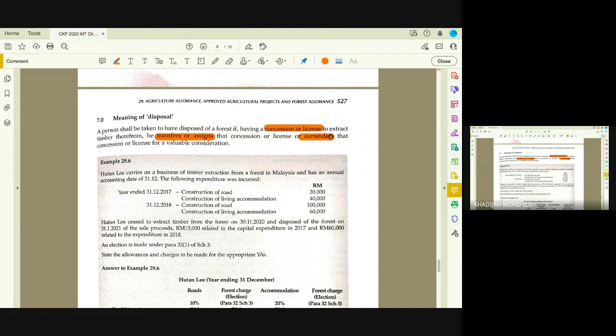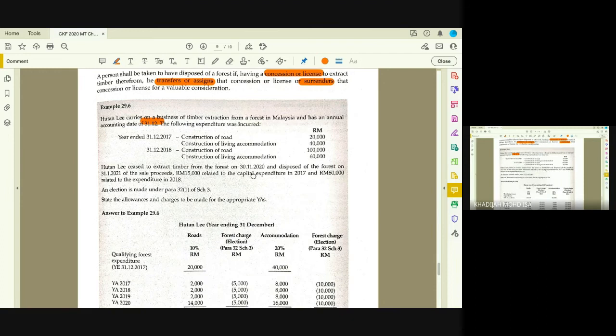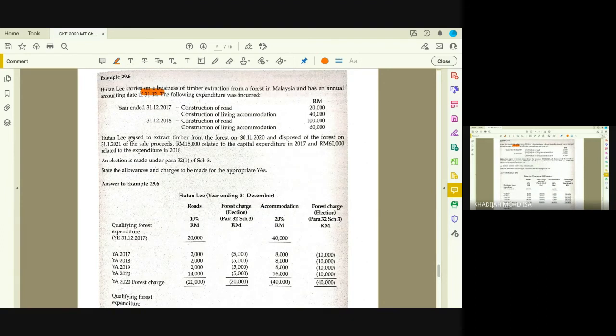Okay, here we have an example, 29.6. Hutan Lee carries on a business of timber extraction from a forest in Malaysia and has an annual accounting date of 31st of December. So year end is the 31st of December. The following expenditure: in 2017 you construct a road and living accommodation, and in 2018 another construction of road and living accommodation. Hutan Lee ceased to extract on 30th of November 2020. So look at the date here. You cease on 30th of November 2020, and then you dispose on 31st of January 2021.